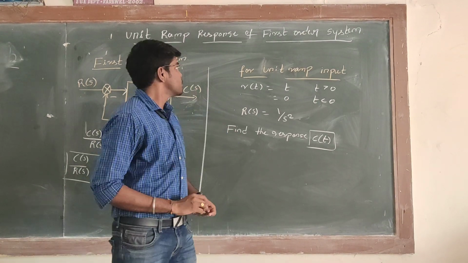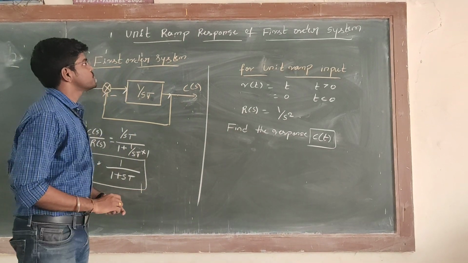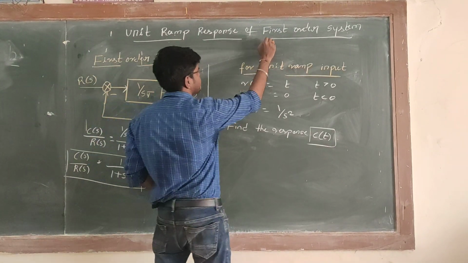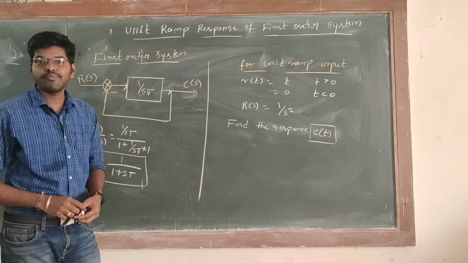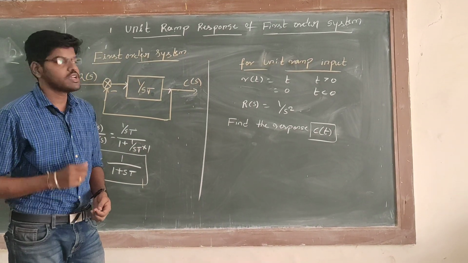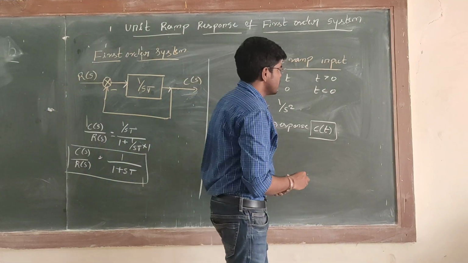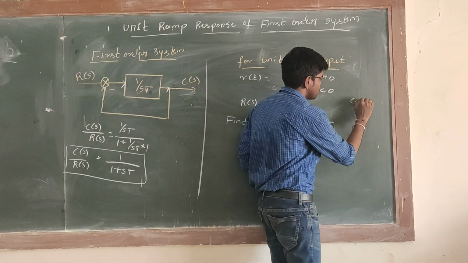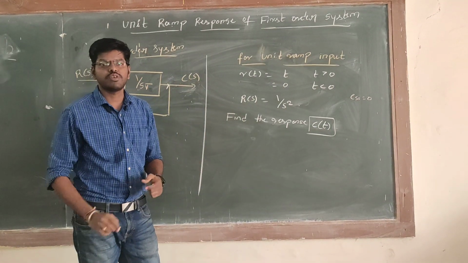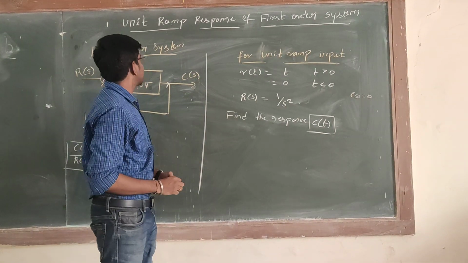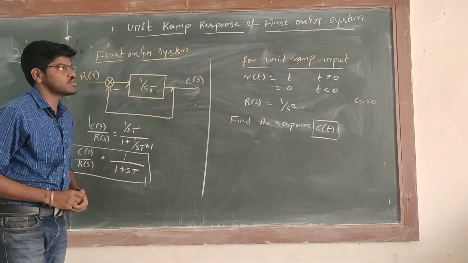In this video we are going to discuss the topic unit ramp response of first order system. In the previous video we discussed the unit step input of the first order system. There we got the steady state error for unit step input, ESS equals 0. For unit step input the steady state error of the system is completely 0. So today we will start with the topic ramp response of the first order system.